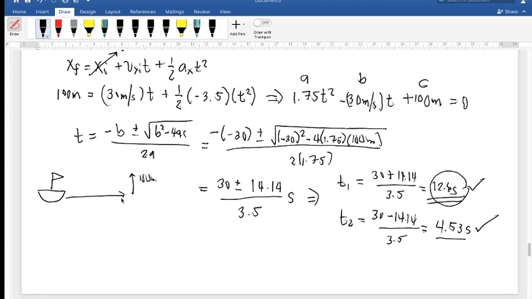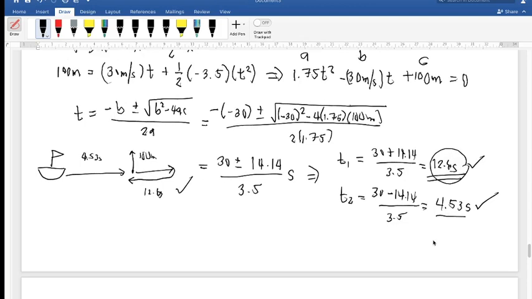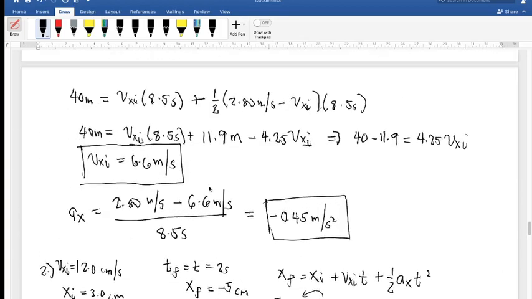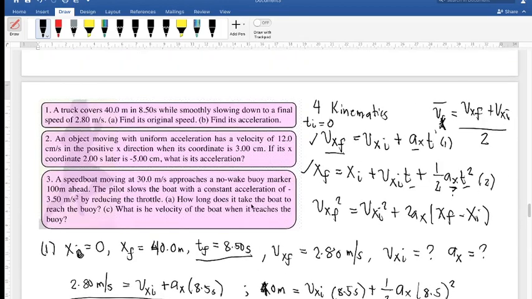So papunta siya doon, it will take 4.53 seconds. So not totally masta-stop siya sa 100 meters. So pwede din siyang makapunta dito, like malampasan niya, okay? So after sa 100 meter mark. Now to get back to 100 meters, so makapasa na naman siya again sa 100 meter mark in 12.6 seconds for the total trip. Okay, so yun lang yung explanation kaya may 12.6 at saka 4.53 seconds. Okay, so yun lang yung examples sa mga motion along x-axis.